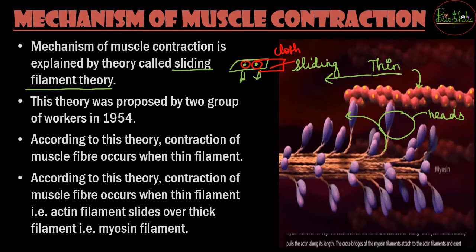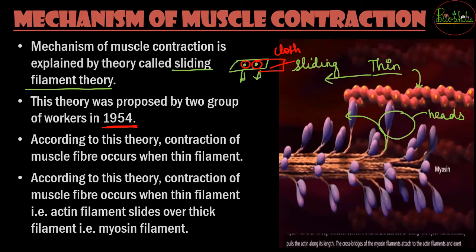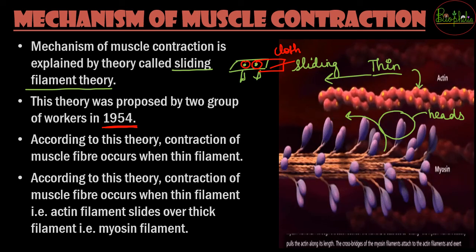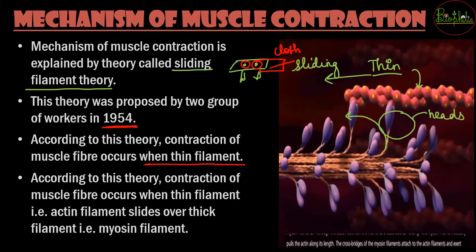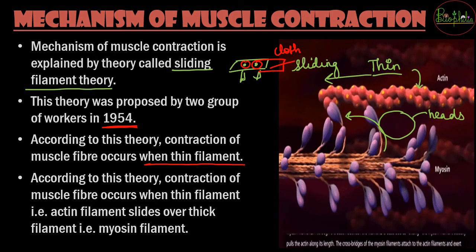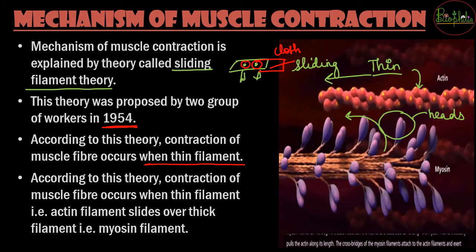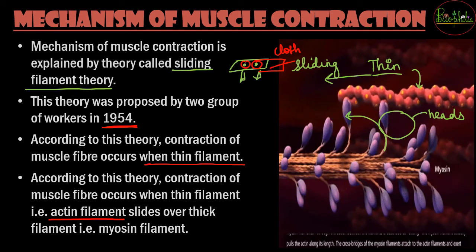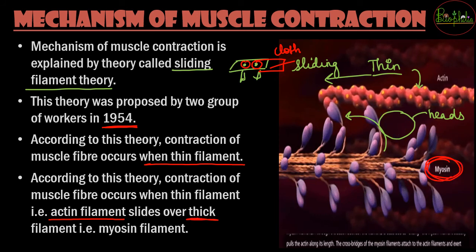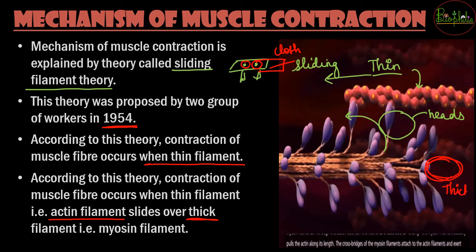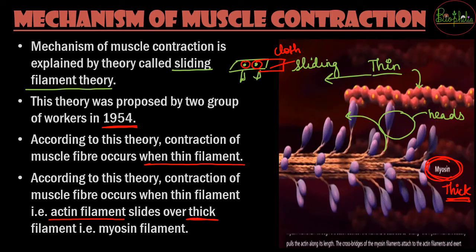So this theory was proposed by two groups of workers, about in 1954. According to this theory, when muscle contraction is occurring, it is only occurring in the thin filament. So whatever has to happen in the thin filament is going to occur over here. And the actin filament, that is the thin filament, is going to slide over the thick filament. So here you can see the myosin is present. What does myosin form? Myosin is going to form the thick filament. So the thin filament will slide over what? Over the thick filament.